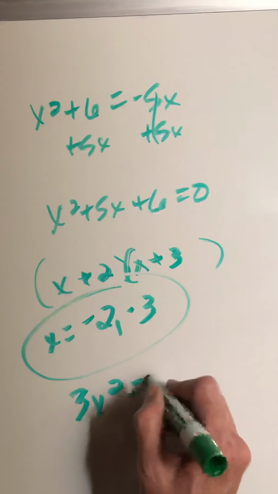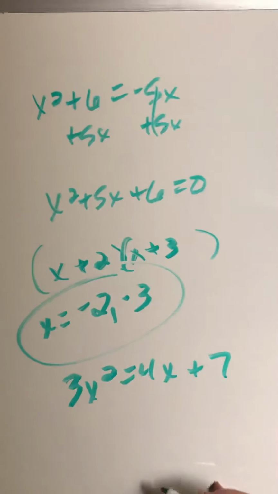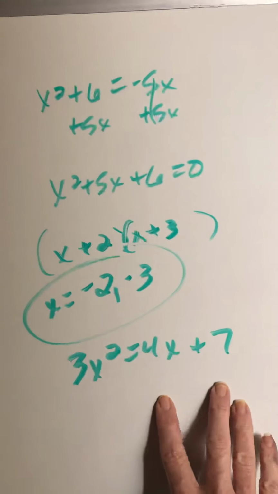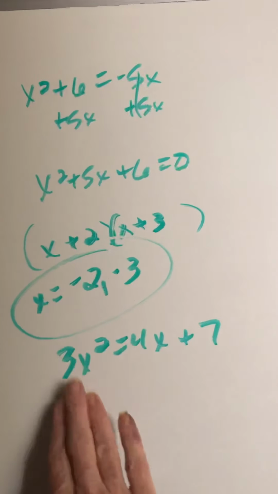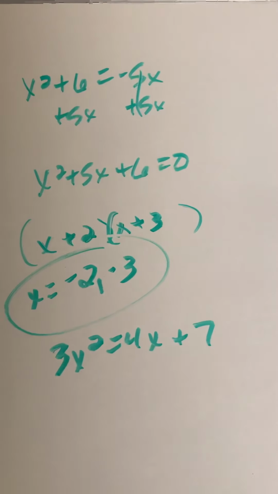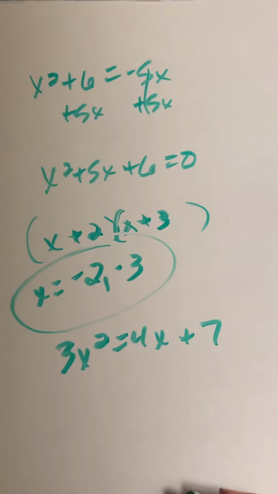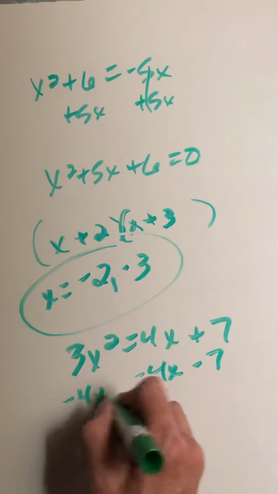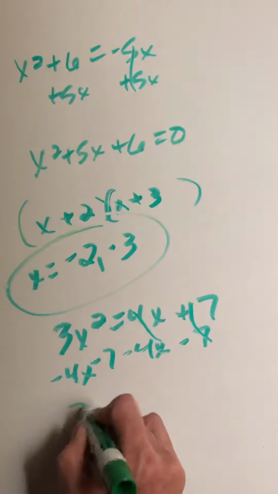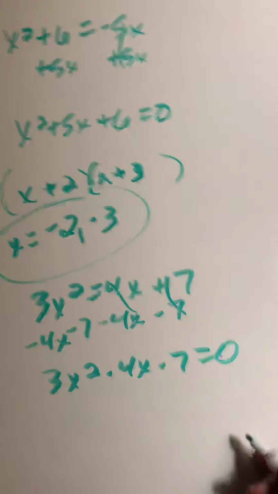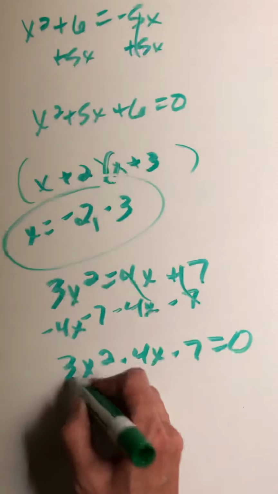3x squared equals 4x plus 7. On this, we want it to equal 0, but we don't want to move the x squared, because if we move the x squared, it would be a negative x squared, and that just makes our job harder, and we don't want our job to be harder. So we're going to move the 4x and the 7 at the same time and have 3x squared minus 4x minus 7 equals 0. Now we do that advanced factoring like I've already shown you.